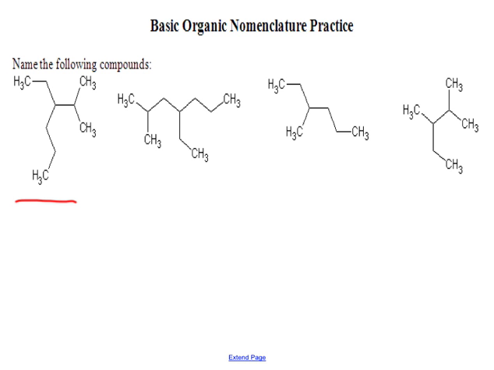So let's just start out and find our longest chain. So of this guy, 1, 2, 3, 4, 5, 6, 7. 1, 2, 3. I think that's longest. Let's just check as we go down. 1, 2, 3, 4, 5, 6. So going across is the longest chain. All right, so it's a chain of 6 with no double bonds. What's its base name? Hexane.